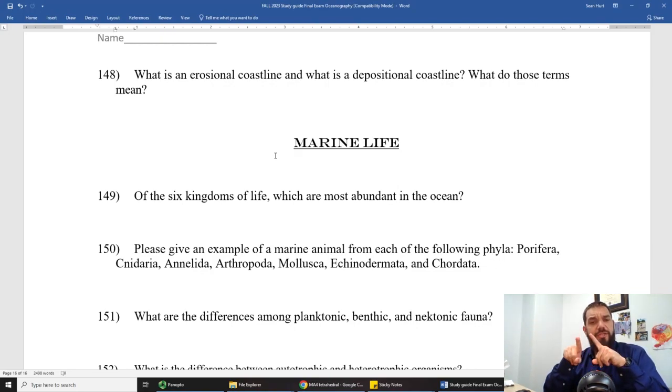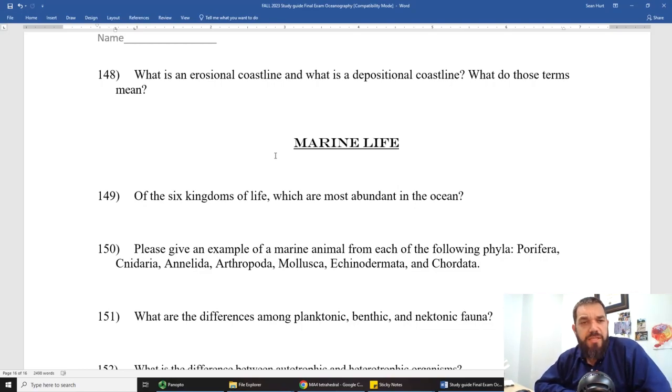So that's what those two terms mean. There's a high correlation between an erosional coastline and plate tectonics. So active plate tectonic margins equal erosional coastlines usually. Passive continental margins equal depositional coastlines. Okay. Now, on to marine life.